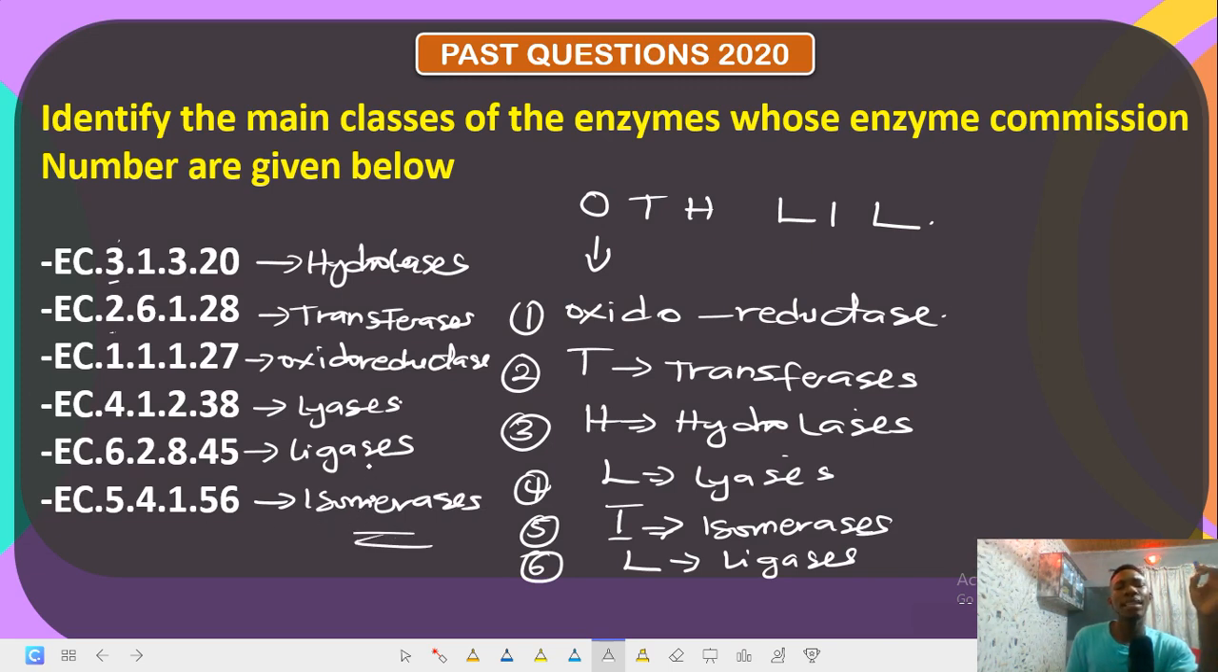So all these are the classes. You just look at the first number here to pick your class. Like this one, the first number is 3. The first number here is 2, then 1, then 4, 6, and 5. So you come back to what you wrote and choose the class: hydrolase, transferase, oxidoreductase, lyase, ligase, and isomerase, using OTHLIL. So that is the major class of enzymes.